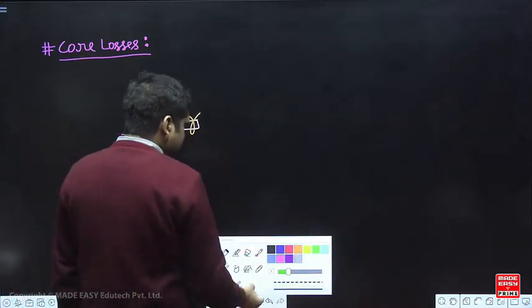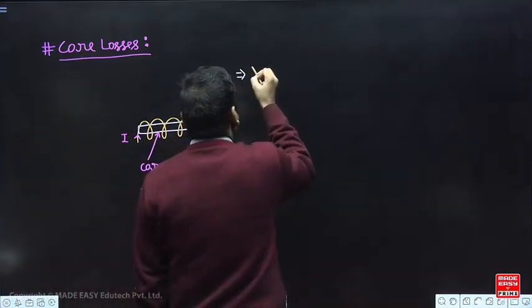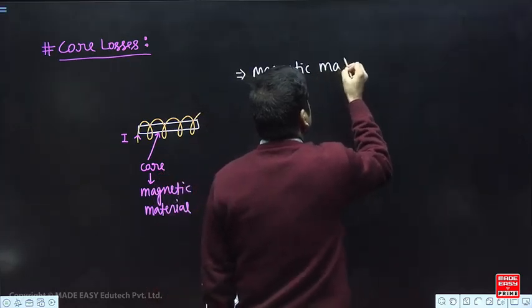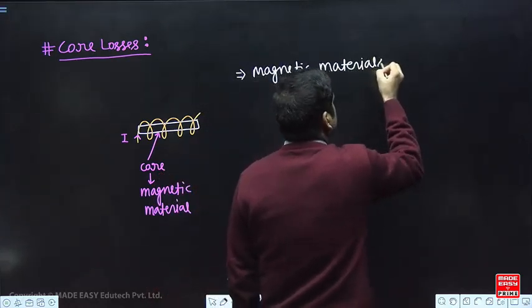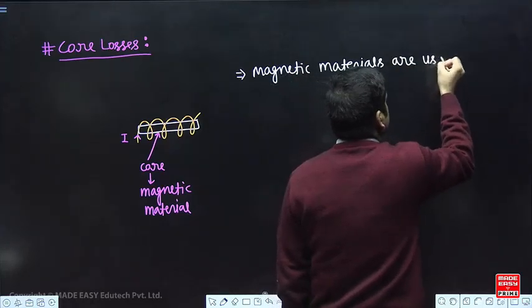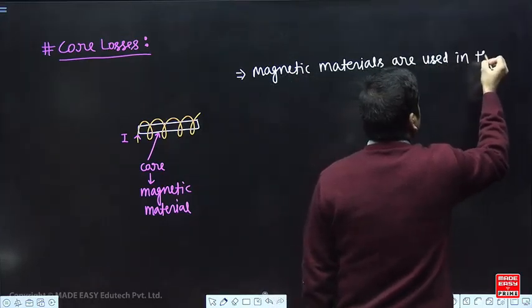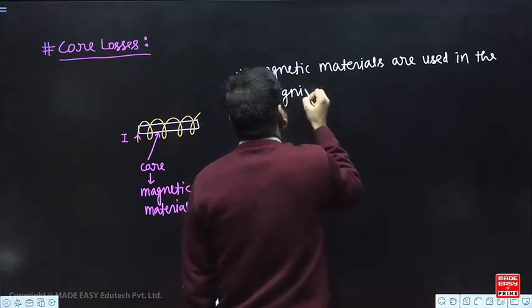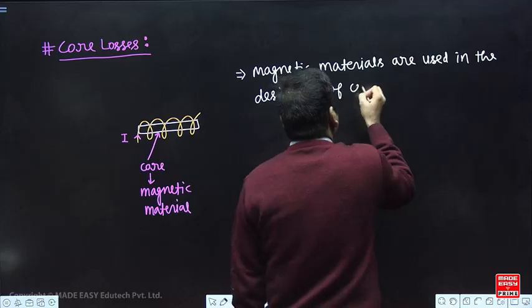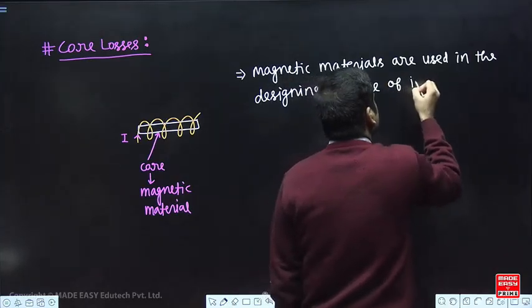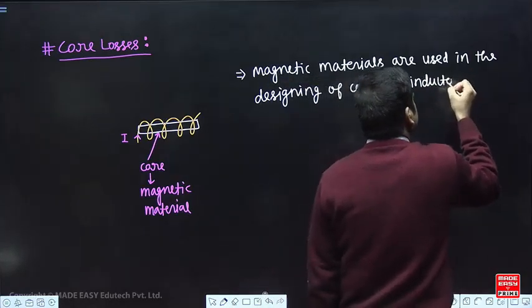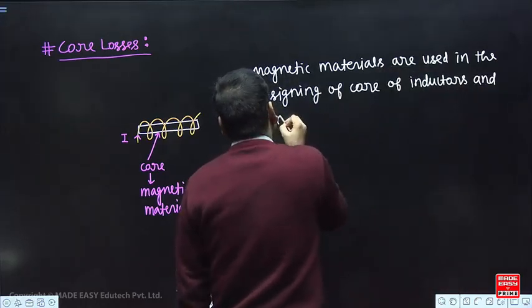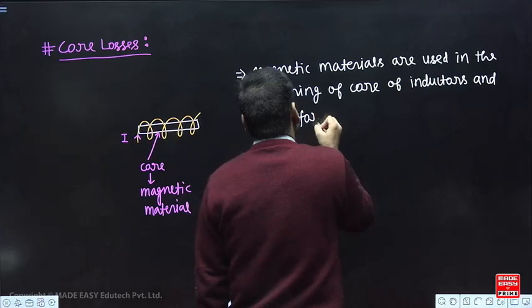Magnetic materials are used in the designing of the core of inductors and transformers.